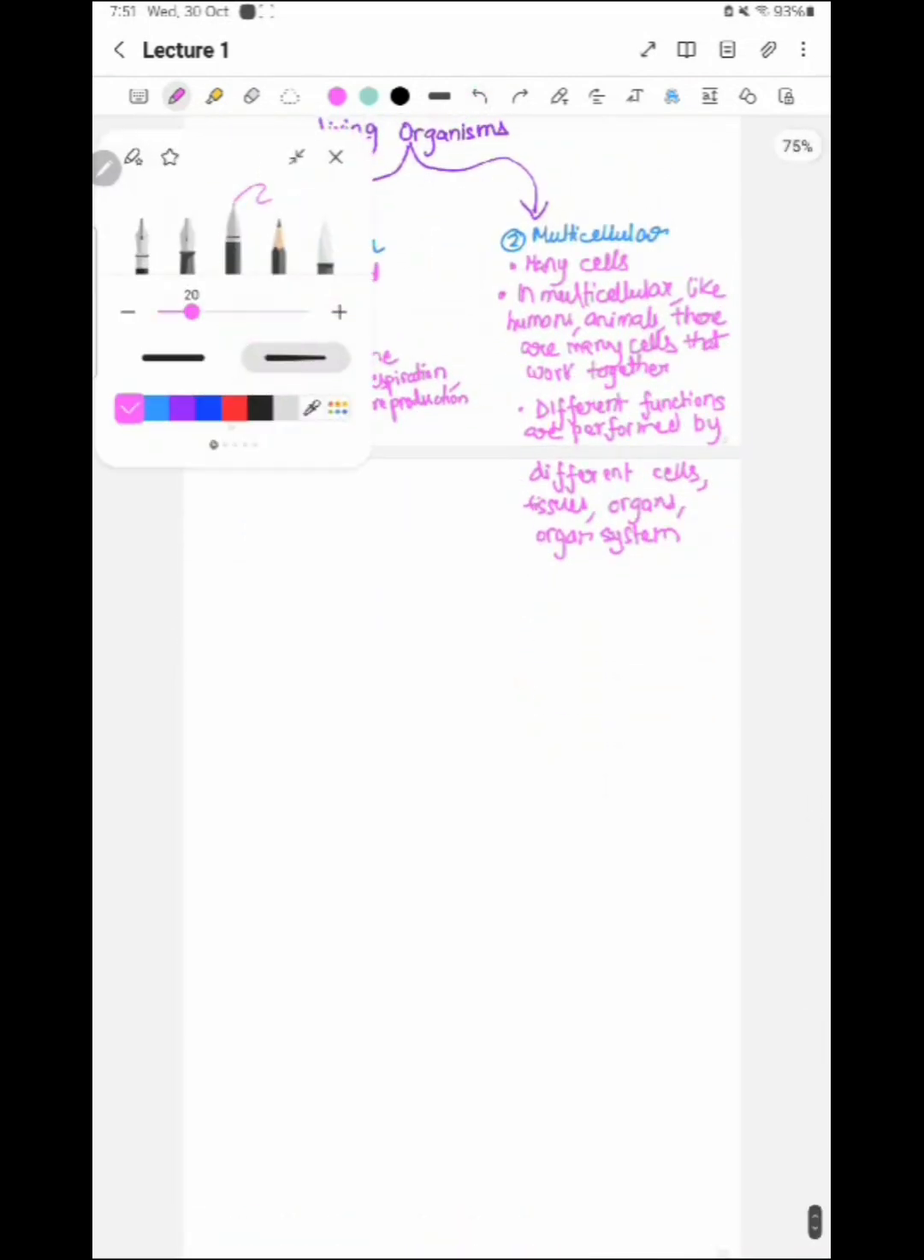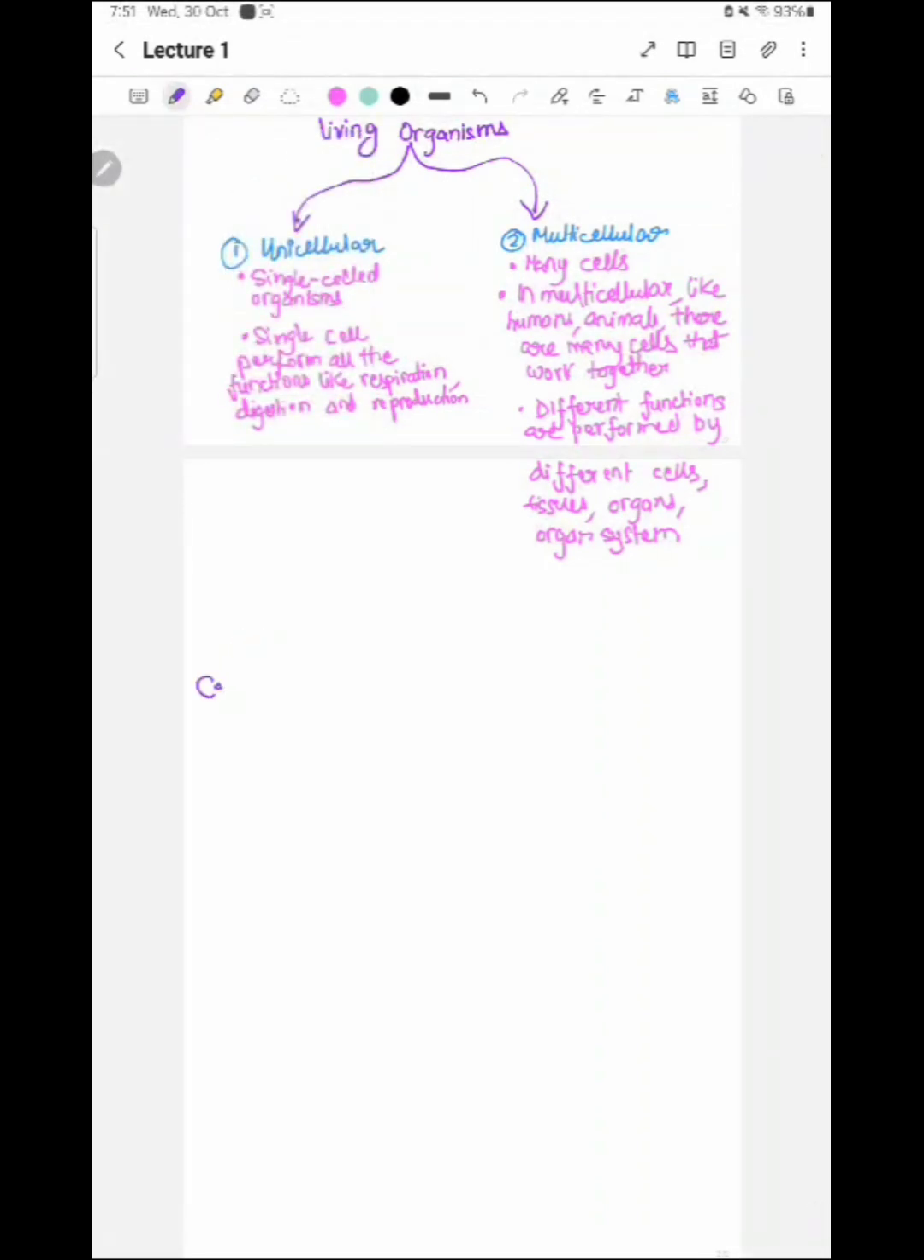So basically this is a chain. Let me tell you the chain. Cell से बनता है टिश्यू, टिश्यू से बनता है ऑर्गन, ऑर्गन से बनता है ऑर्गन सिस्टम एंड ऑर्गन सिस्टम से बनता है बॉडी. दिस इज द चेन, राइट. ओके, इज दिस क्लियर?